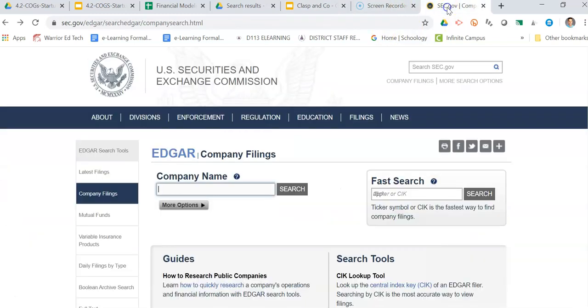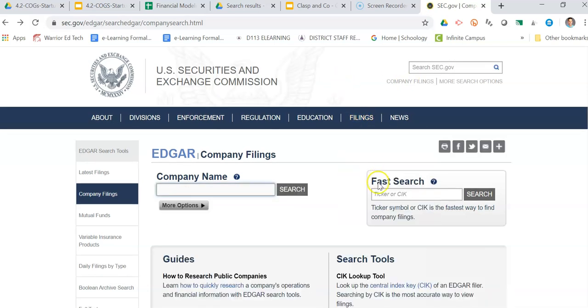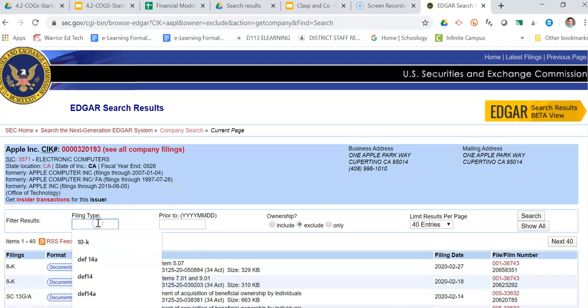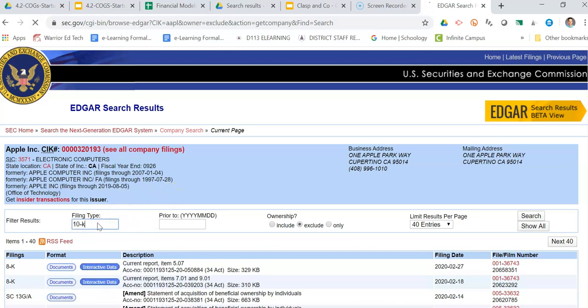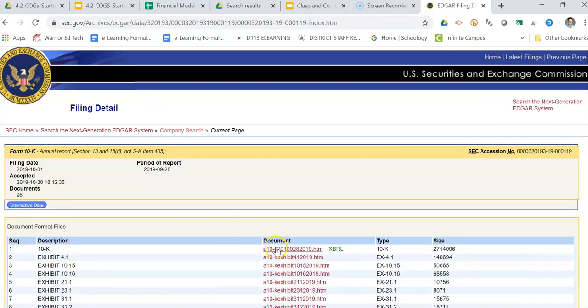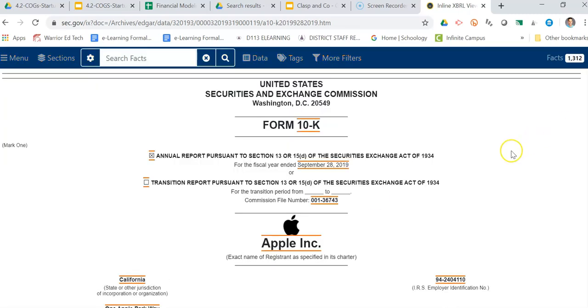And I told you I use SEC.gov. So if you go to SEC.gov and you go to filings, company filing search, and you go over here where it says fast search, I type in AAPL. I'm going to go through this real quick. Here's Apple. I want to see their 10-K. So I just click on 10-K, and then I click on documents, and then the first link here. I am now in Apple's annual report.